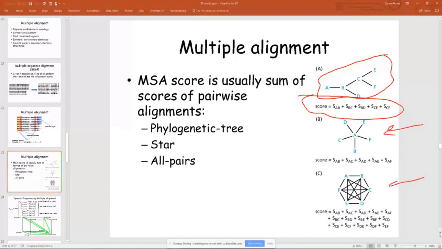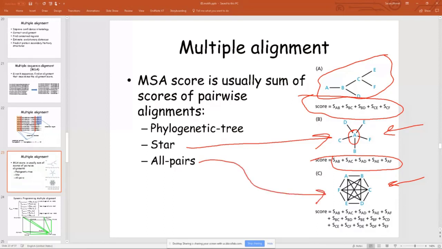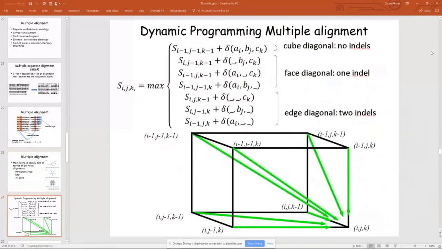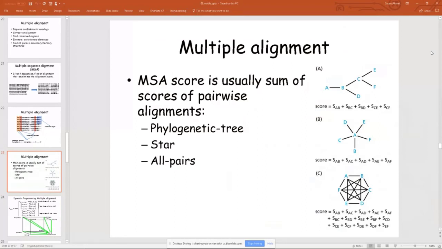So we then simplify it and find one protein that is at the center, and everything else will be related to it. And then we add up the pairwise scores of everything with A. And this is called a star schema, right? You have one thing in the center, and everything else is related to that central item. In the all pairs way of calculating a score, you look at all pairs of sequences and add up their pairwise alignment scores.